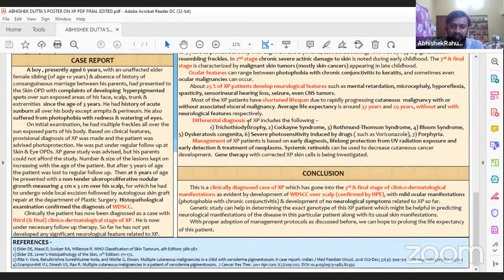Conclusion: this is a clinically diagnosed case of xeroderma pigmentosum which has gone into the 3rd and final stage of clinical dermatological manifestations as evident by development of well-differentiated squamous cell carcinoma over the scalp.